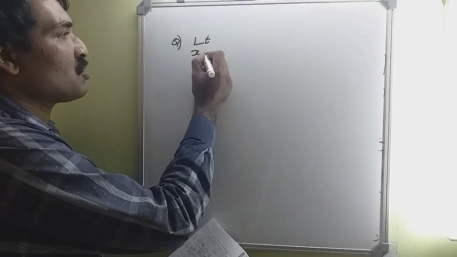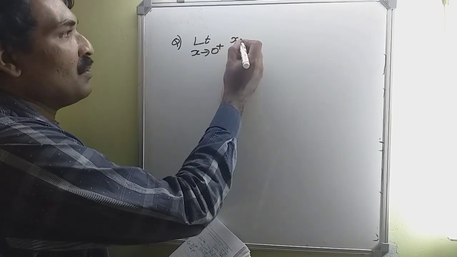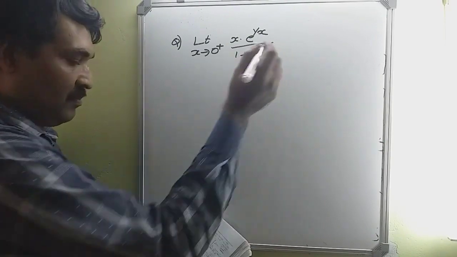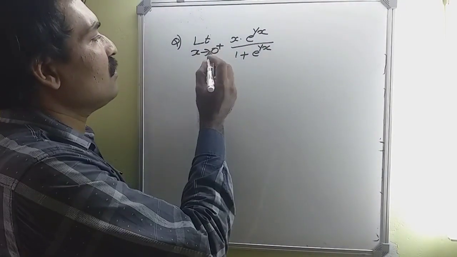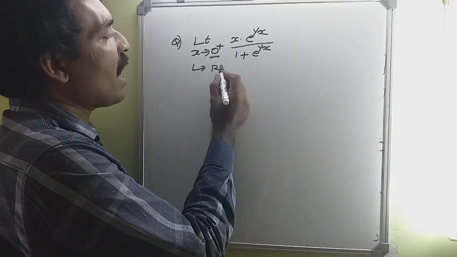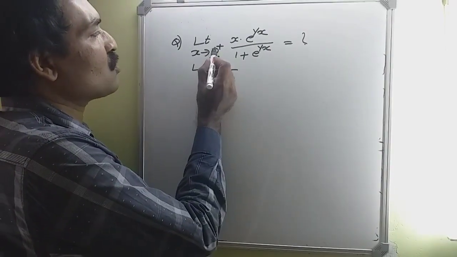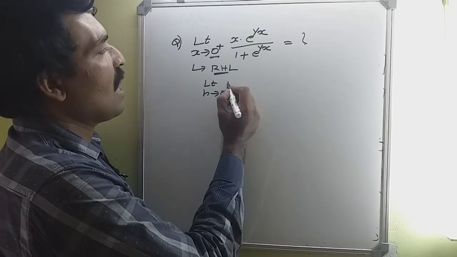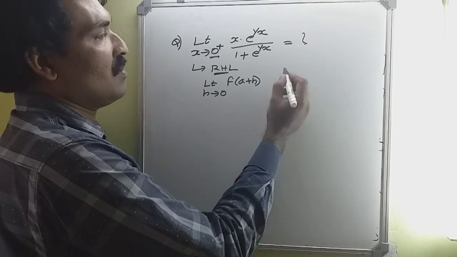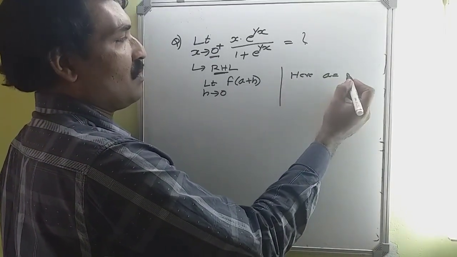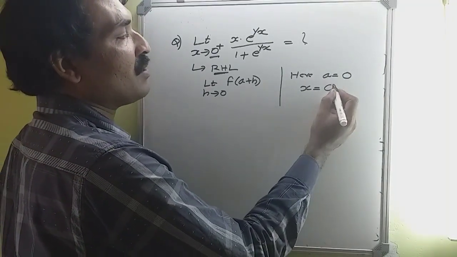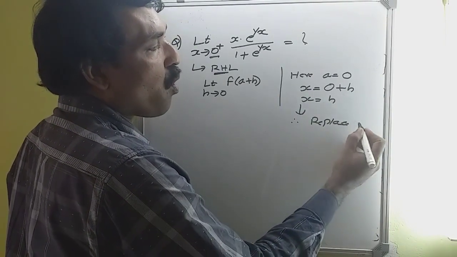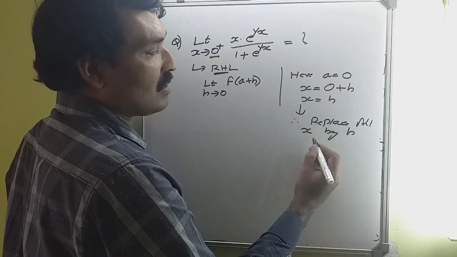Limit x tends to 0 plus, x into e raised to 1 by x divided by 1 plus e raised to 1 by x. Here we need only to find the right hand limit, that is x tends to 0 plus. So this becomes limit h tends to 0 f of a plus h. Here a is equal to 0, so x is equal to 0 plus h, or x is equal to h. Therefore replace all x by h.